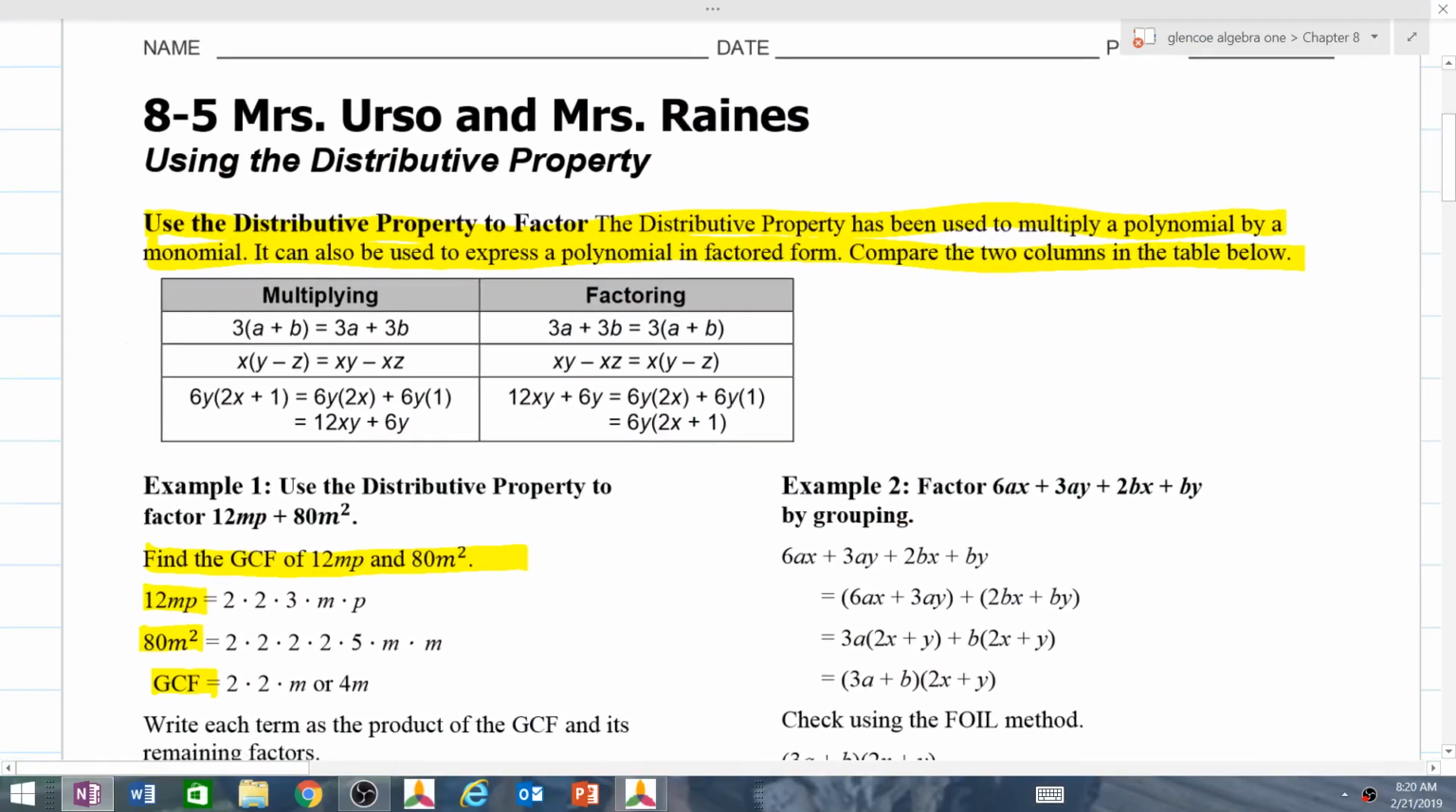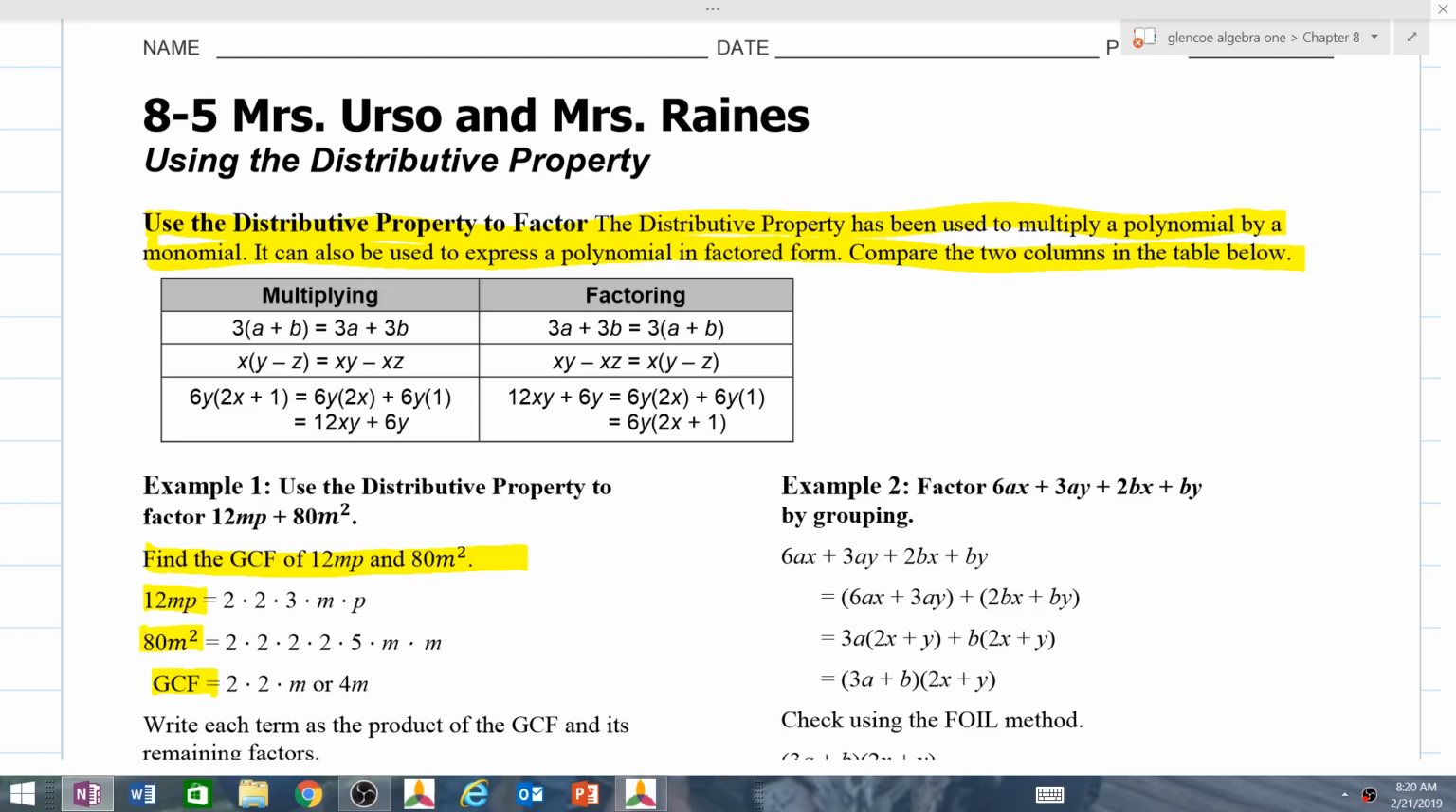Today we're going to talk about lesson 8.5, factoring by using the distributive property. We're used to using the distributive property to multiply a polynomial by a monomial, but now we're going to use it to express a polynomial in factored form.